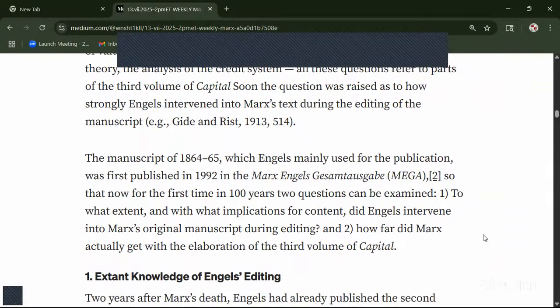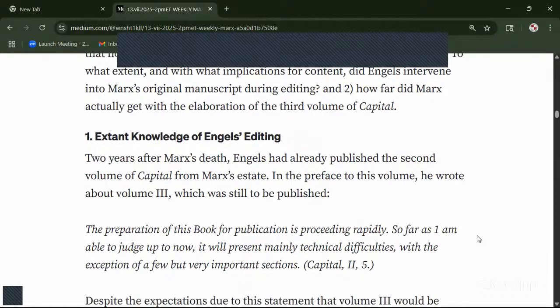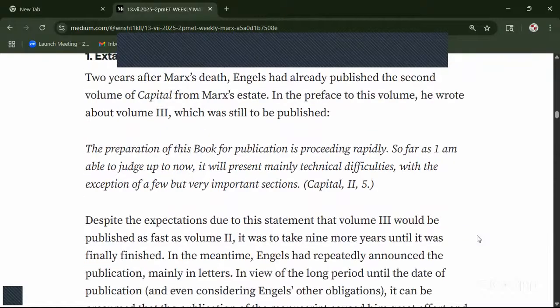Section 1, extant knowledge of Engels' editing. 2 years after Marx's death, Engels had already published the second volume of Capital from Marx's estate. In the preface to this volume, he wrote about Volume 3, which was still to be published. This is Engels: "The preparation of this book for publication is proceeding rapidly. So far, as I am able to judge up till now, it will present mainly technical difficulties with the exception of a few but important sections."